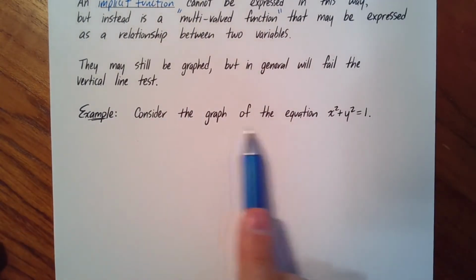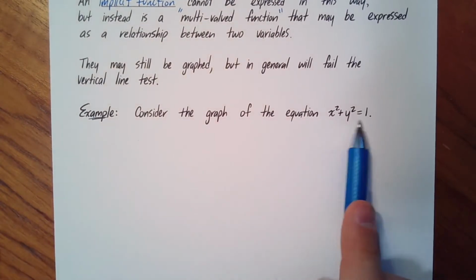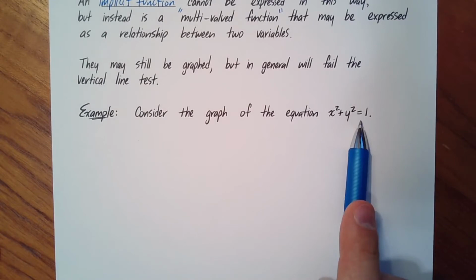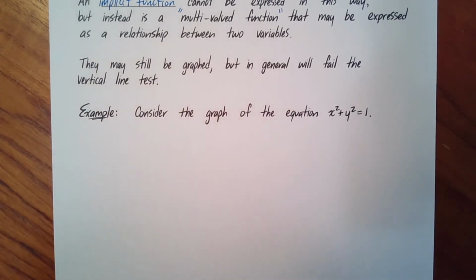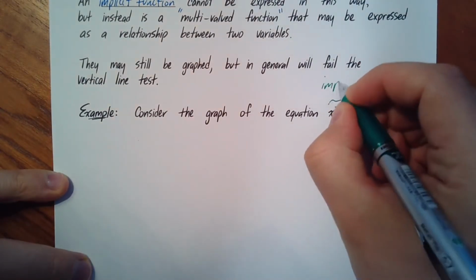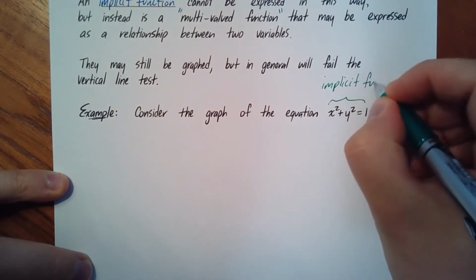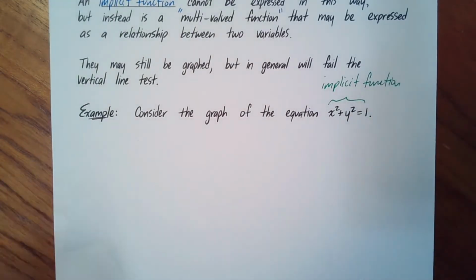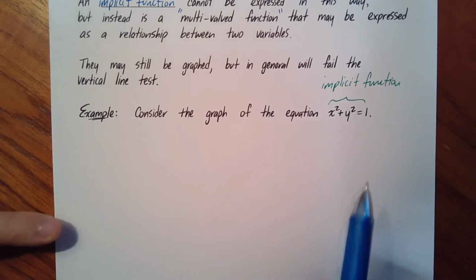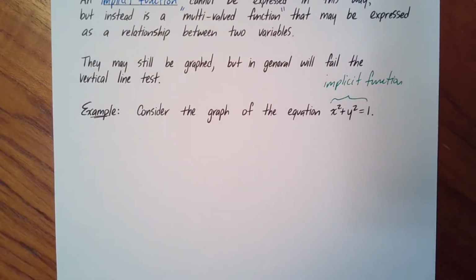So consider the graph of the equation x squared plus y squared is equal to 1. This is an example of an implicit function, right? You can try as hard as you like, but you'll never be able to write this as simply just y equals. You could solve for y squared, but you'd never be able to solve for y entirely without throwing away some of the information.